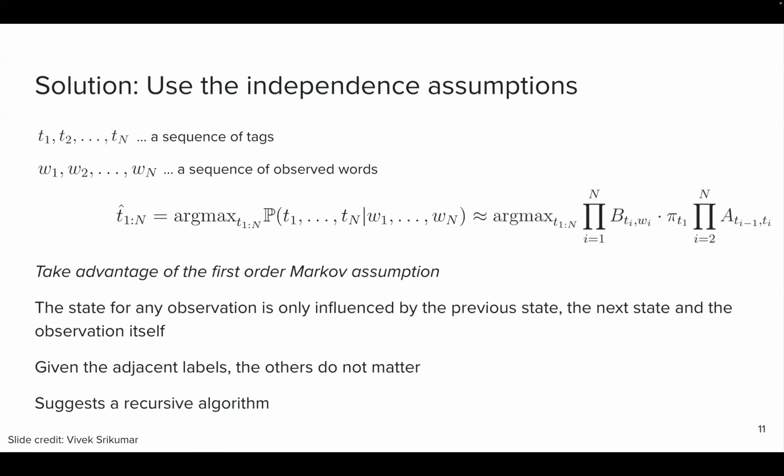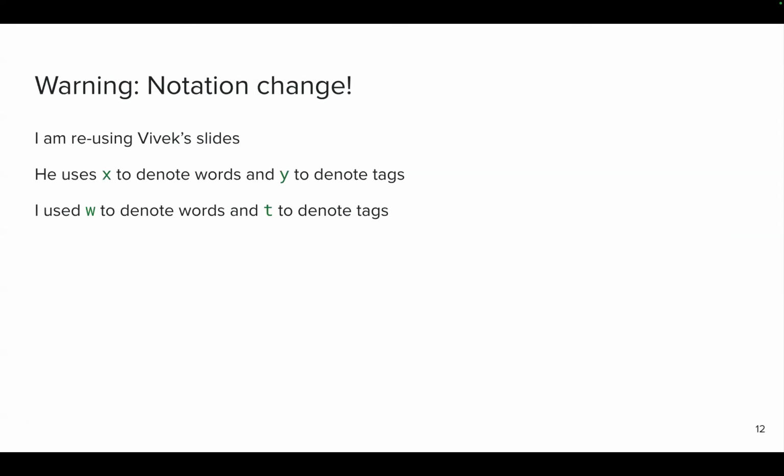Okay, so this algorithm is going to be called the Viterbi algorithm. We are going to take advantage of the first order Markov assumption that we have said we are going to have in this hidden Markov model anyway. And we are going to use the fact that every observation is only influenced by the previous state, the next state, and the observation itself. And then we are going to develop a recursive algorithm out of it.